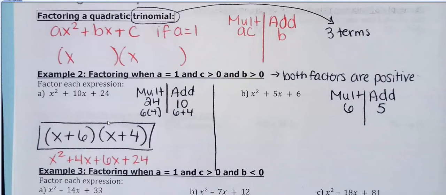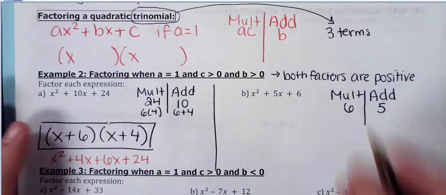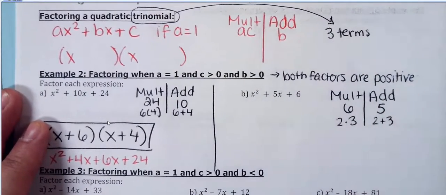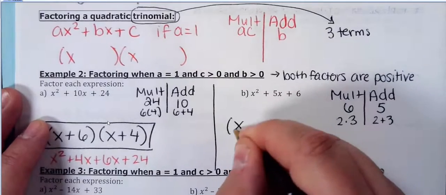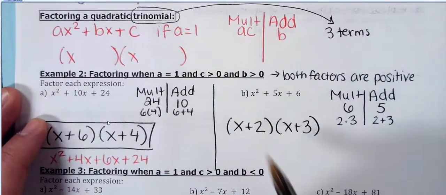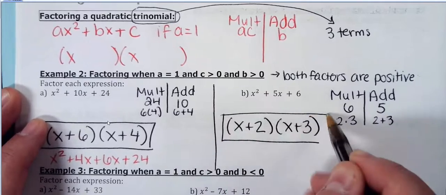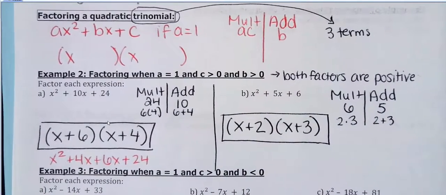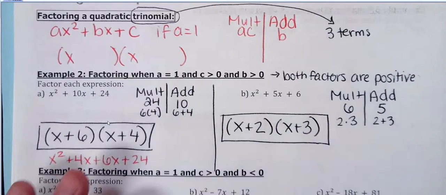What do you think? 3 and 2. It's always so tricky. So 2 times 3 is 6, 2 plus 3 is 5. So the two factors, one would be x plus 2, one would be x plus 3. And it doesn't matter which one comes first or second. I could put the x plus 3 first and the x plus 2 second. That's the same thing.